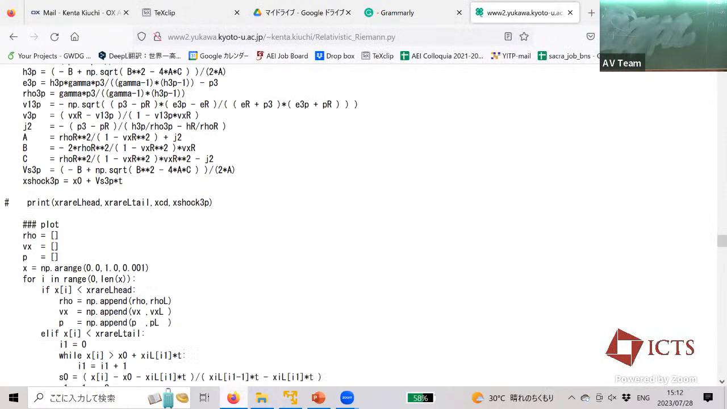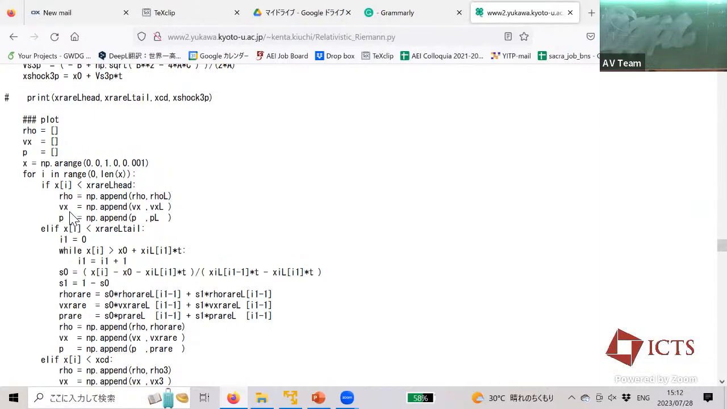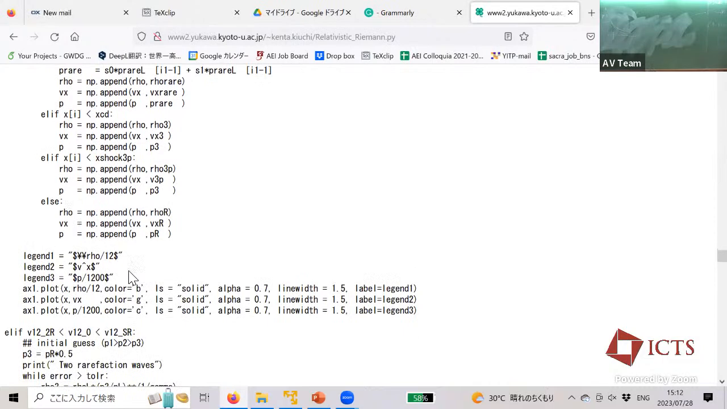And then the final part is just for plotting. You just plug the solution into the arrays of rho, Vx and P, and then you plot this solution.